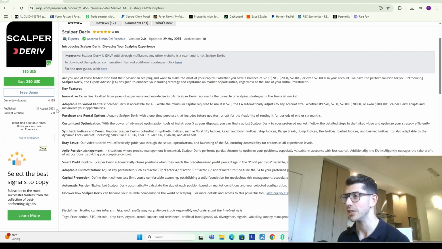And essentially here we can see that he's saying that it's clearly a scalper and it's for people who like to scalp and make the most out of their capital, and that it can trade a variety of forex pairs as well as synthetic indices.